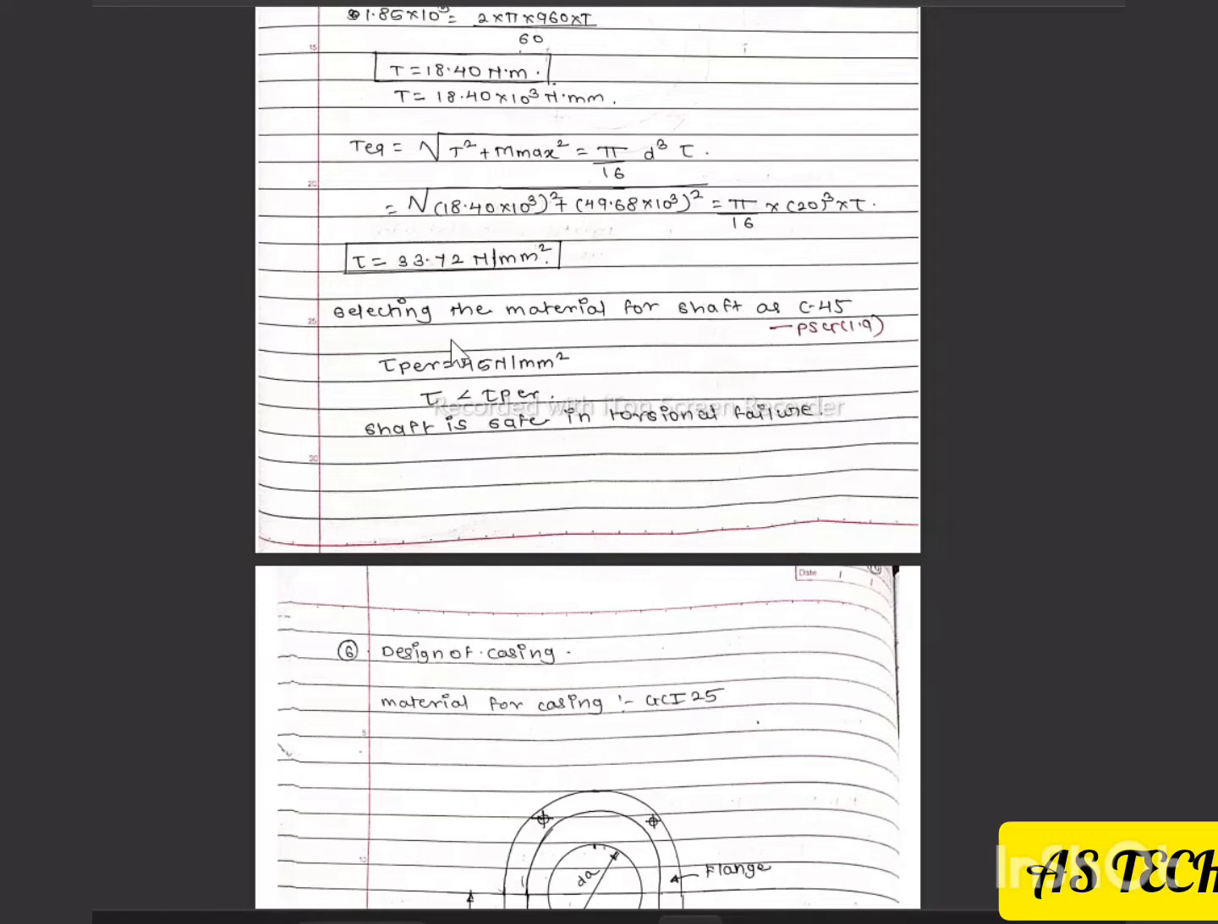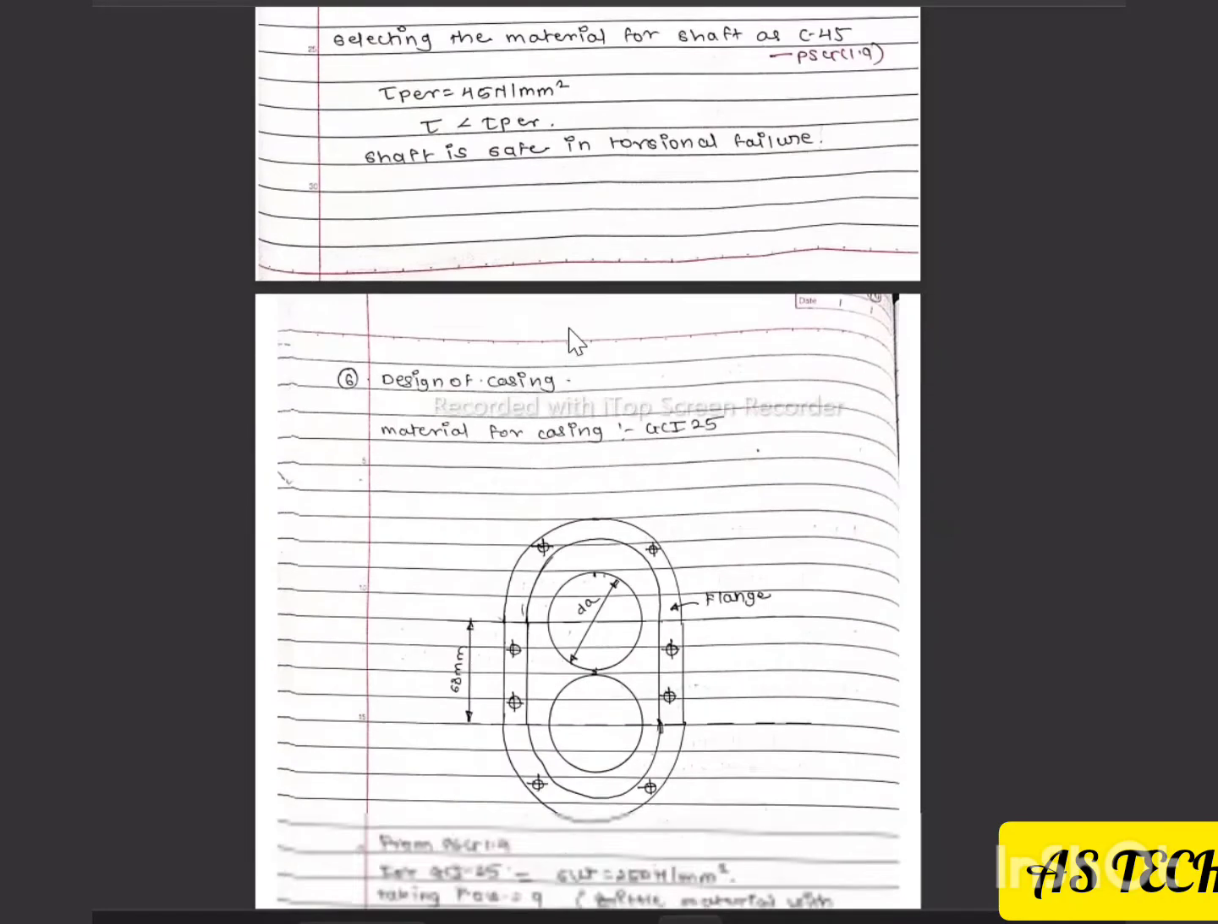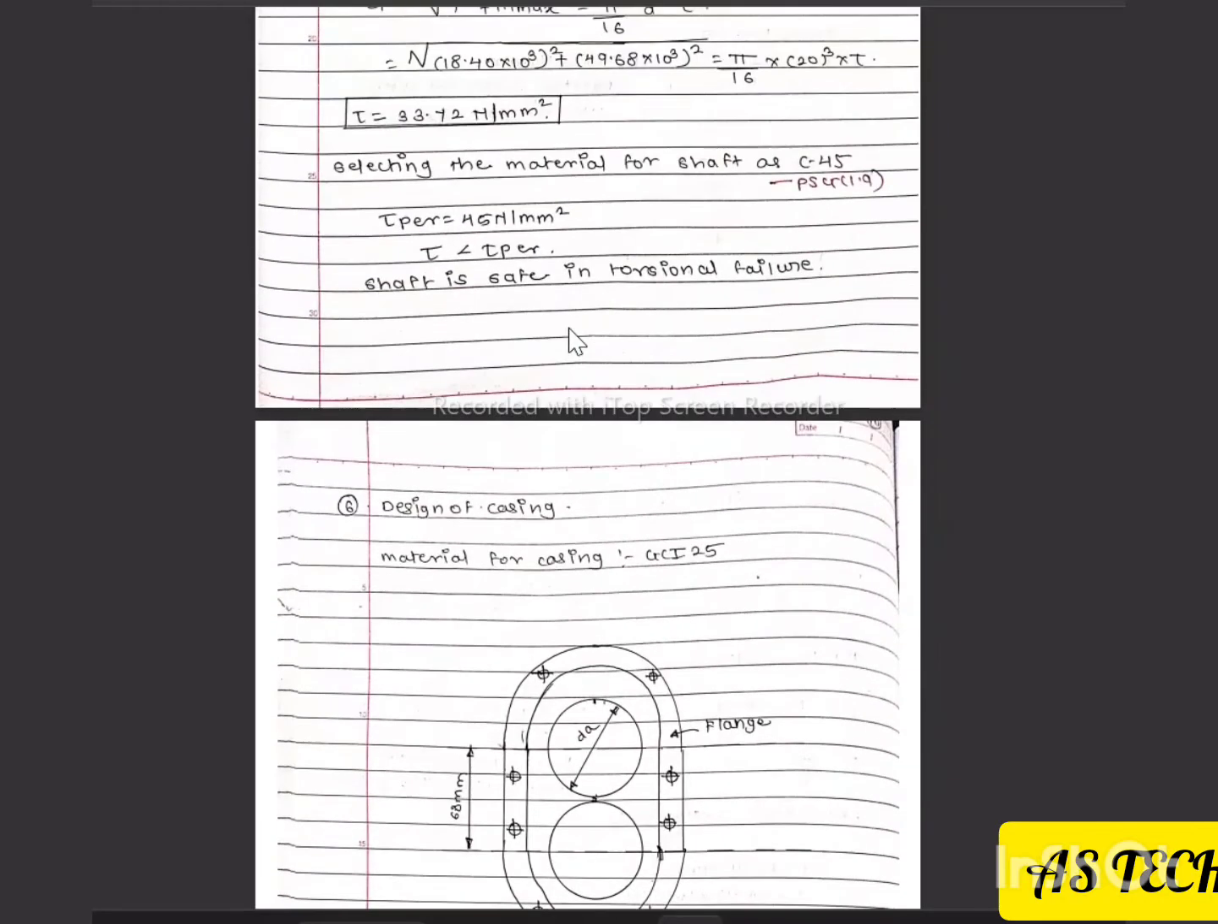Now for shaft we always select C45. For C45, tau permissible is 45. As we calculated, tau is 33.72 and tau permissible is 45. So always, if tau is less than tau permissible, then the shaft is safe in torsional failure.